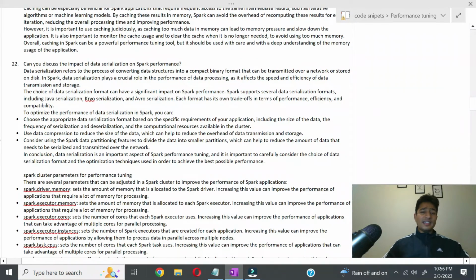Can we discuss data serialization and Spark performance? This is interesting. Let's see. Data serialization refers to the process of converting data structures to a compact binary format that can be transmitted over the network or stored on a disk. The choice of data serializer format can have a significant impact on Spark performance. So Spark supports several data serialization formats such as Java, Kryo, Avro. Each format has its own trade-offs in terms of performance, efficiency, and compatibility.